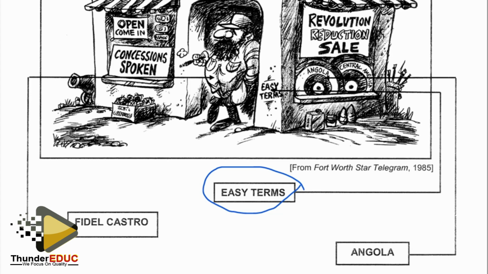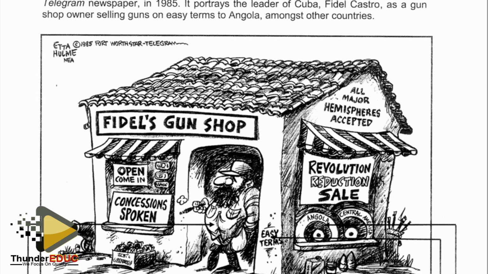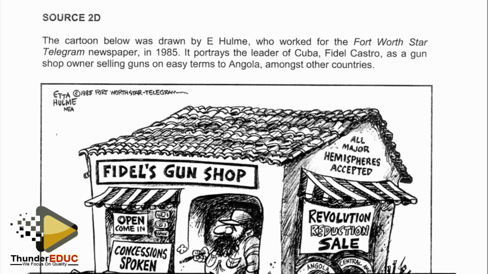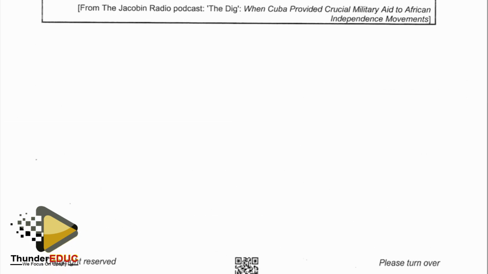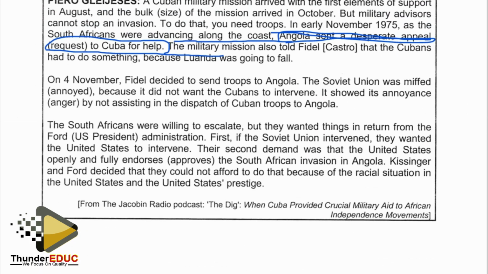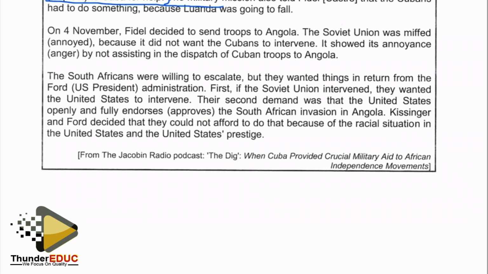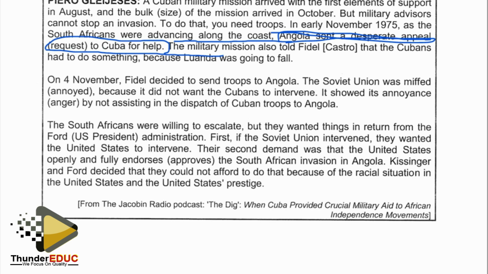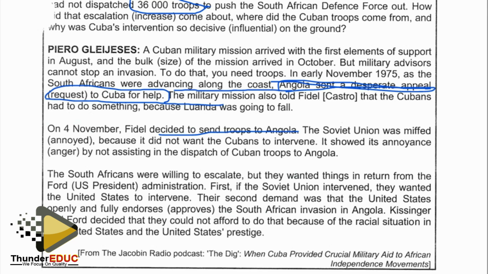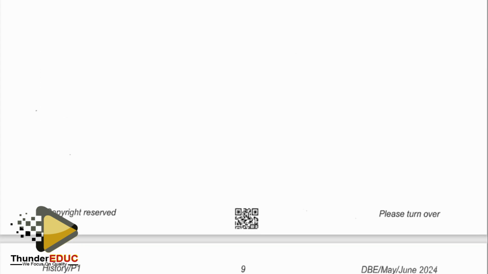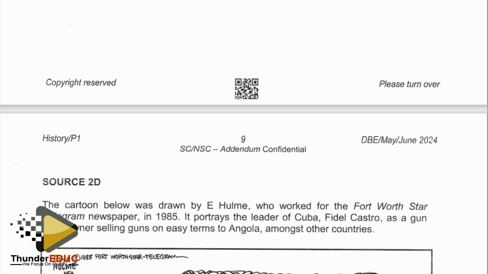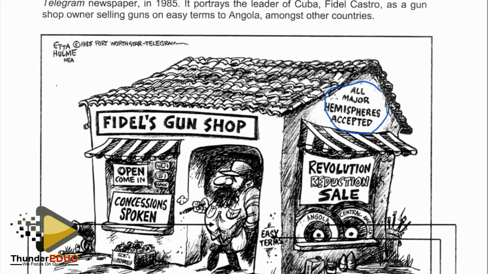Then also, if you check there, source 2C is also talking about, we got source 2C. It shows that they decided to send troops to Angola. It decided to send troops to Angola since source 2C says that on 4 November, Fidel decided to send troops to Angola. This can be supported by this fact here, that all major hemispheres accepted.